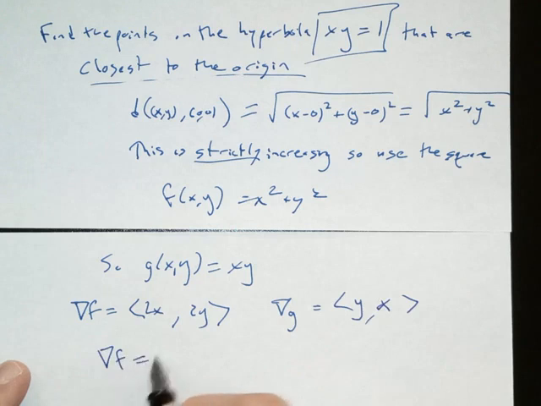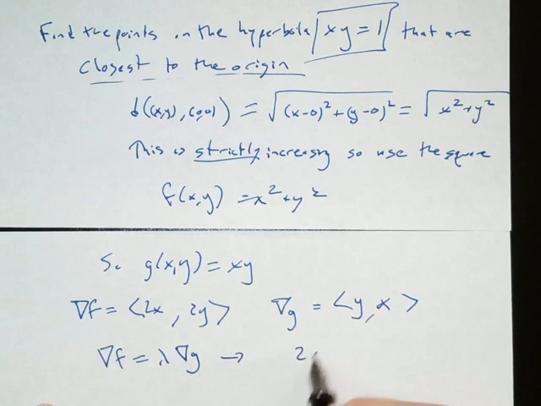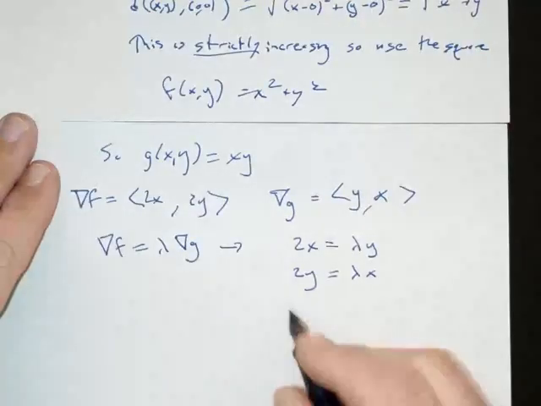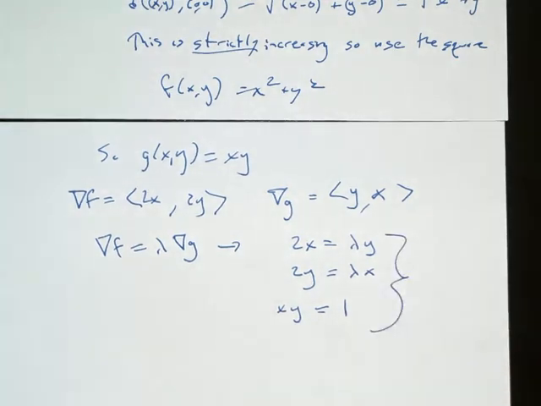Now I want these to be parallel, so I need lambdas in here. But in order for two vectors to be equal, their parts have to be equal. So this gives me two equations. And I also have the equation g of xy equals 1, or whatever the constant happens to be. So here are my three equations in three variables. How convenient.